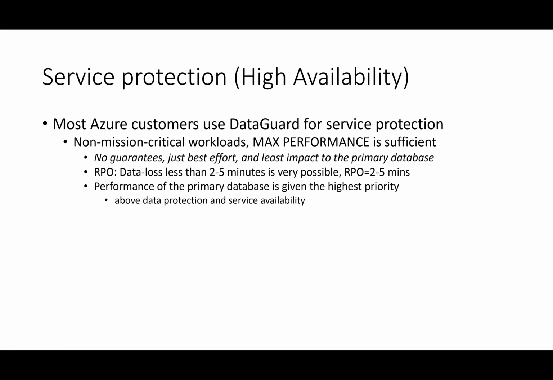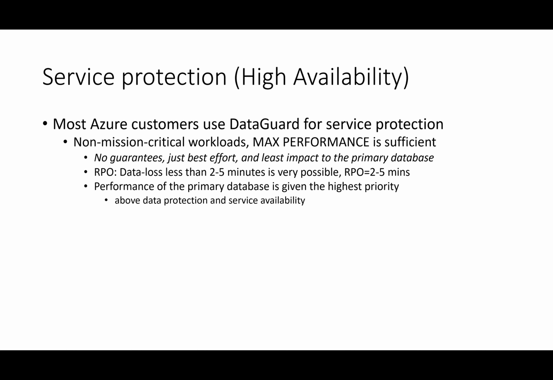So Azure customers mainly use DataGuard for service protection. We typically recommend a nearby standby within the same region. We call it the HA standby, plus a DR standby that's in another region. The nearby standby, the HA standby, we typically recommend that you use max availability mode and fast start failover. The DR standby, we recommend, well, anyway, I'll come up to that.